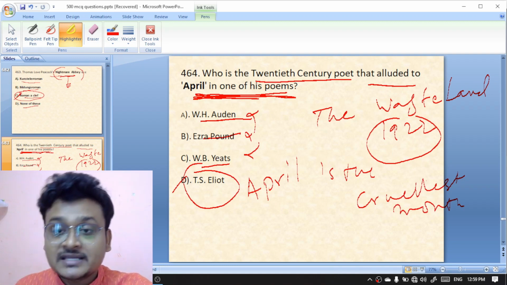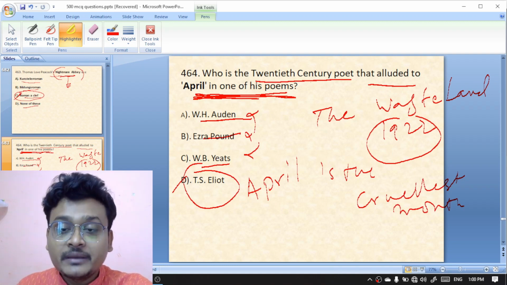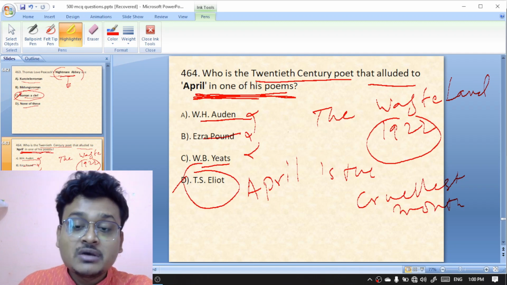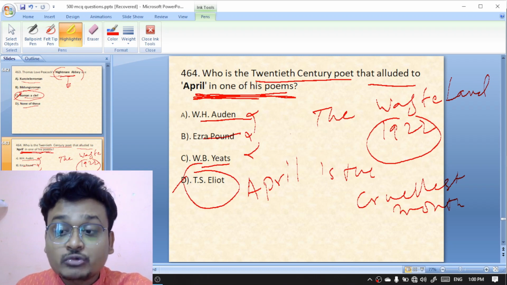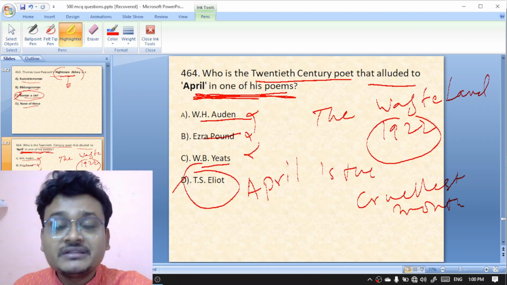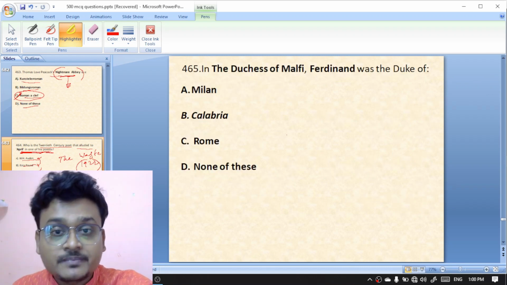Whereas in Chaucer's General Prologue to the Canterbury Tales, you will see that April is the sweetest month. Chaucer has said that April is the sweetest month. On the other hand, in T.S. Eliot's The Waste Land, you will find that April is the cruelest month. So there is an allusion to the month April in The Waste Land, published in the year 1922 by T.S. Eliot. Next question.